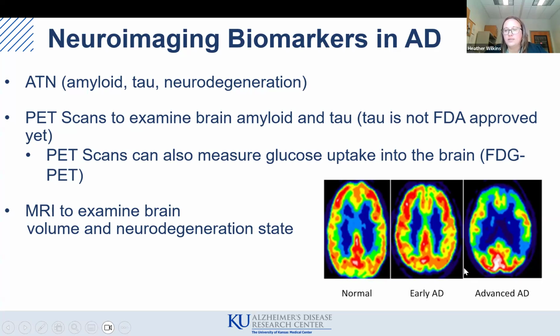And what we see here is really opposite of what we would see with amyloid and tau, in that it's actually reduced in someone with advanced Alzheimer's disease, which is why there's less red. There's also MRI, which can examine brain volume and neurodegenerative state. So these are some biomarkers that sometimes are used clinically as well as in research.